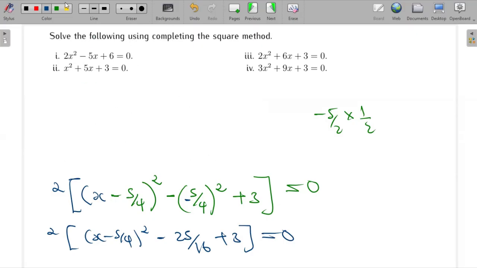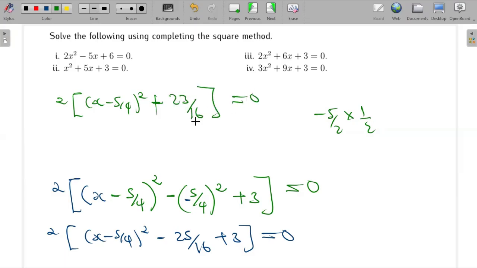Okay, so that's what you're going to get. Now here, add those two, which is negative 25 over 16, plus 3. You add that and you're just going to get 23. So you have 2 times (x minus 5 over 4) squared, plus 23 over 16.